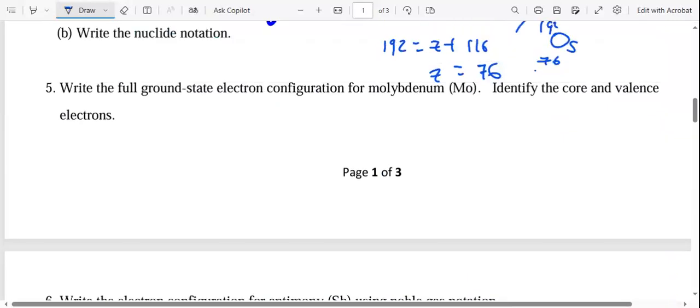Question 5. Write the full electron configuration of molybdenum. This one I have to teach you because you have to master it. This is how we write electron configuration. I'm giving you this as a hint, so this is what you should be doing.